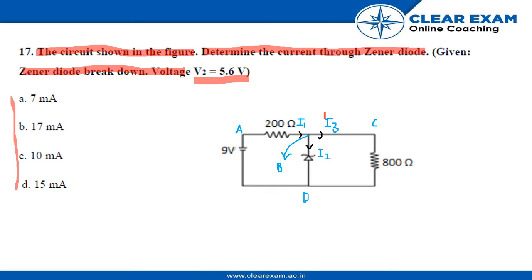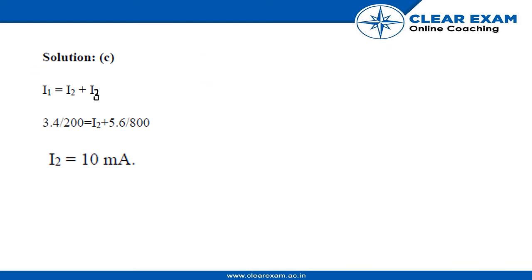So here, this is the given figure, and in this we can assume that let I1 be the current flowing through the A to B branch, and I2 be the current flowing through the Zener diode, and I3 be the current flowing through the B to C branch. So using KCL at point B, we can find out the current through the Zener diode.